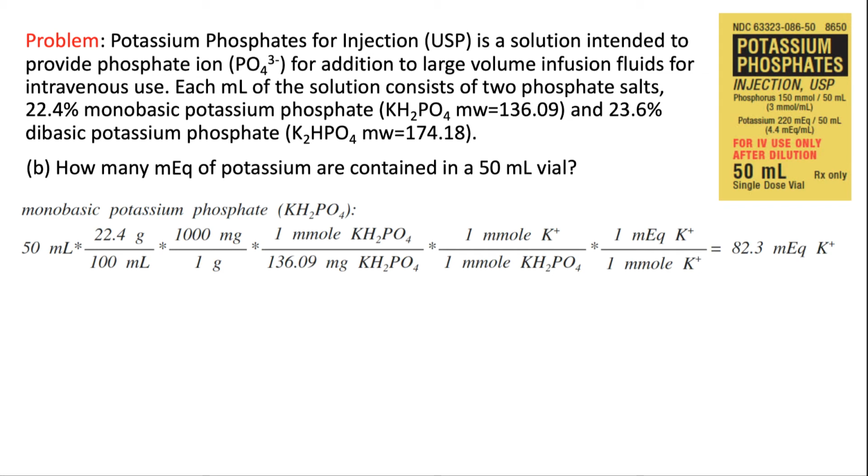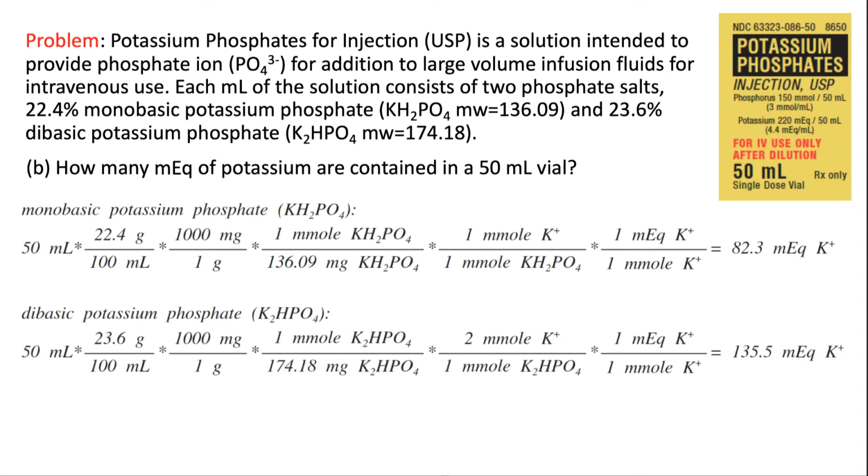So now we can finally convert to milliequivalents by looking at the valence of potassium, which is 1. Therefore, there would be 1 milliequivalent of potassium for every 1 millimole of potassium. So you do that math all the way across, and your final numeric answer should be 82.3. And the last remaining units would be milliequivalents of potassium. But keep in mind, that's simply the amount of potassium coming from the one source, that is the monobasic potassium phosphate. So next we've got to do that same calculation, but determine the amount coming from the dibasic potassium phosphate.